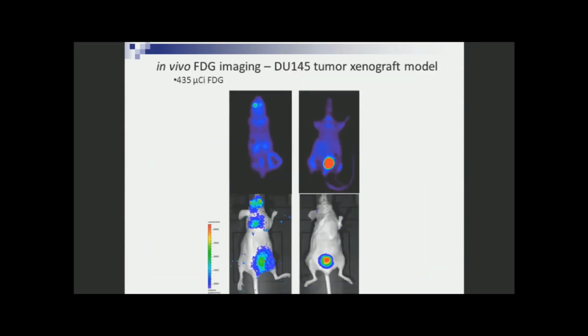Before I show you that data, I just want to remind you that this is an image of a mouse lying on his stomach and lying on his back. And this is a tumor-bearing mouse where you can see the Cherenkov radiation in the tumor, but you see the majority of Cherenkov in the bladder.